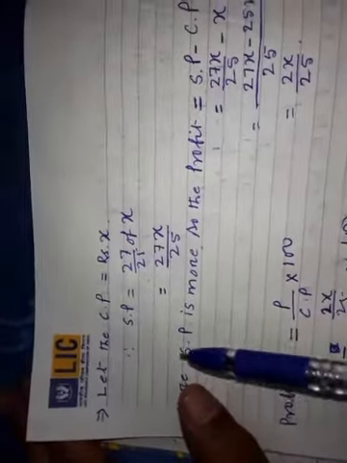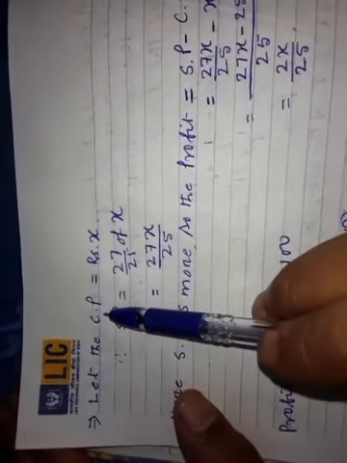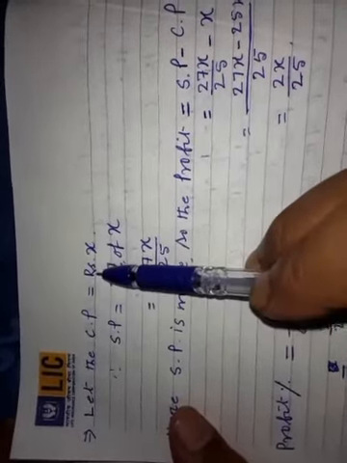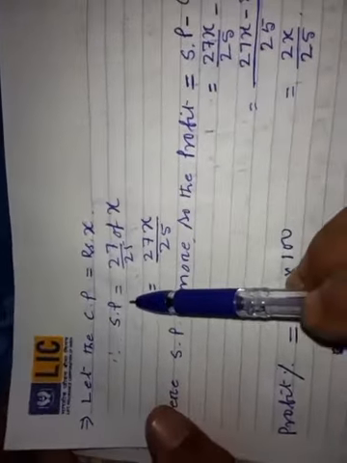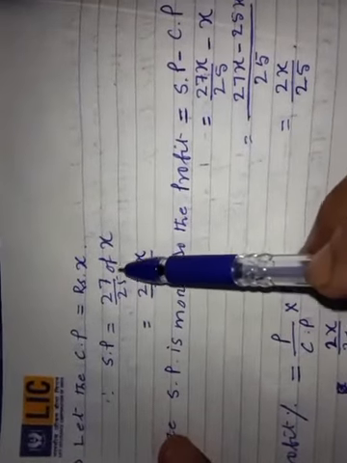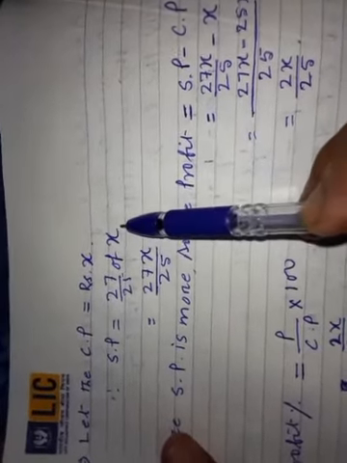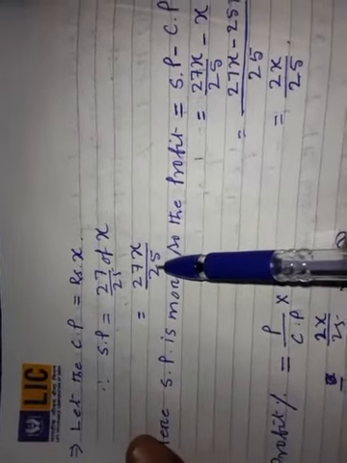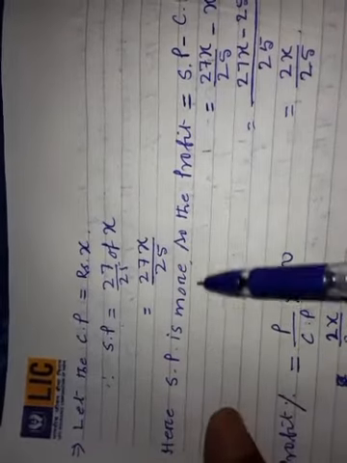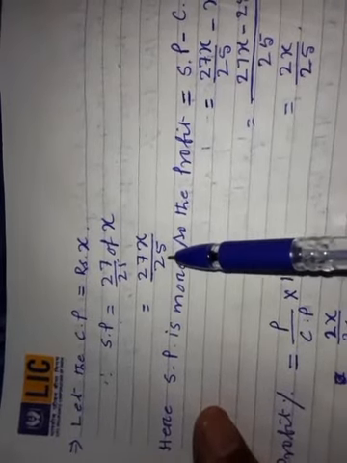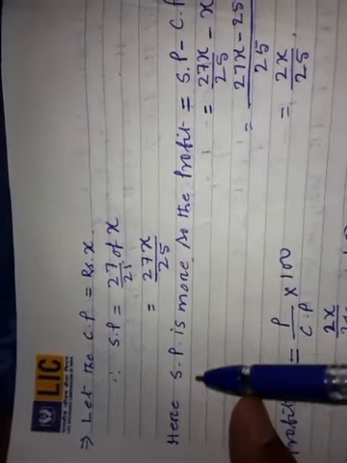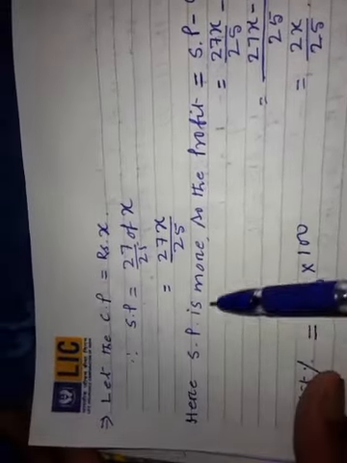What is given here? The question said CP is not given. I told you any profit and loss math is a CP math. You have to find out the CP. CP is not known, so I have written let the CP be equal to x. What is SP? The question said SP equals 27 by 25 of CP. CP means here x. So if you calculate, you will get the SP here as 27x by 25. Now here you must have noticed the SP is more. When the SP is more, that means it has a profit. So here I mention SP is more.